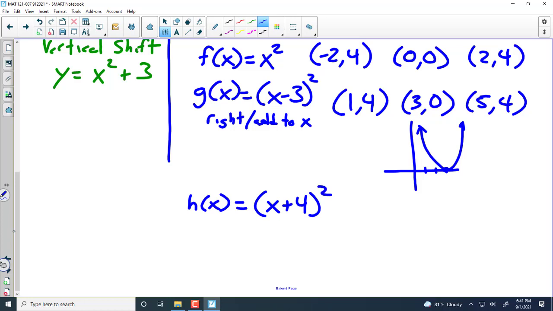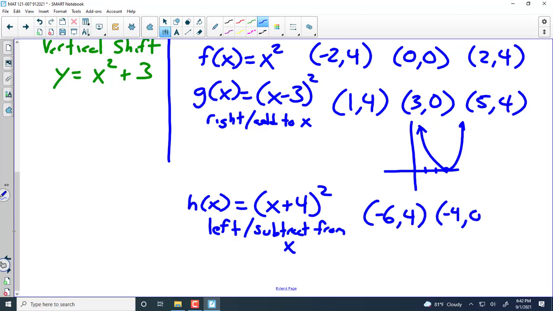If someone adds a number on the inside, you go left and you subtract from x. So with your original ordered pairs up here, the -6, 4, -4, 0, and -2, 4, the entire graph gets moved to the left 4 units. It would look like this.